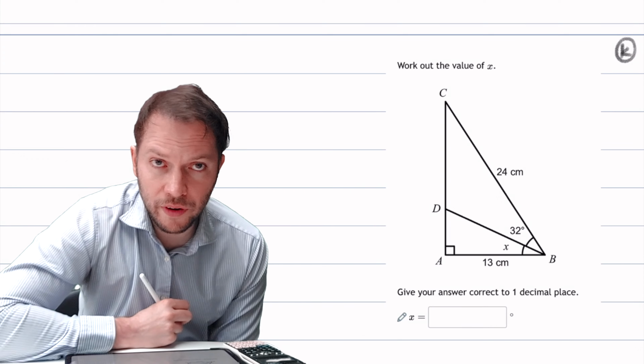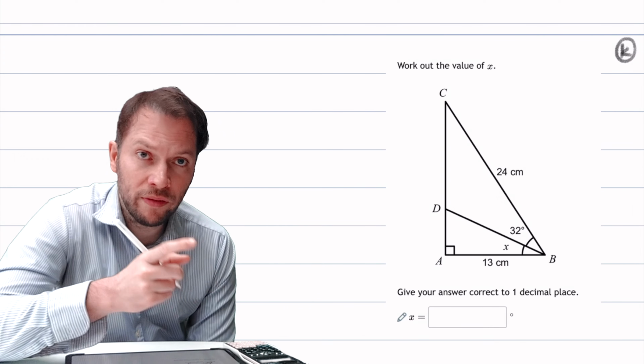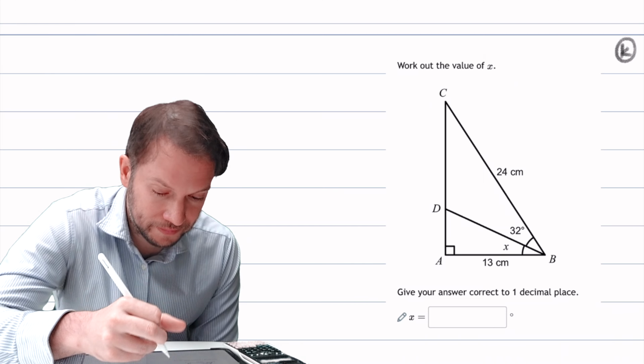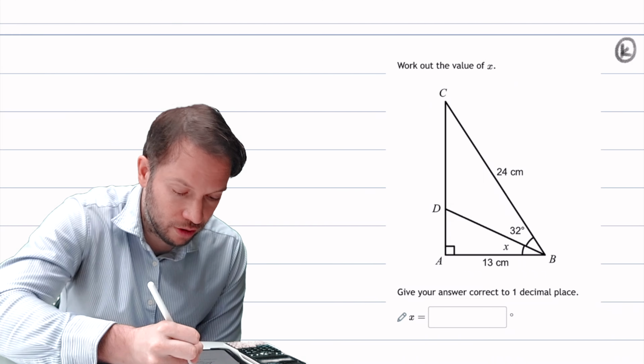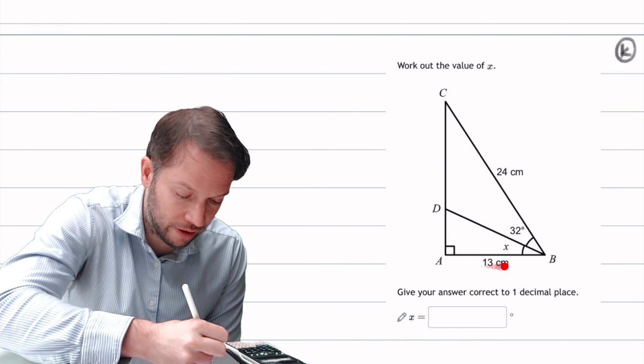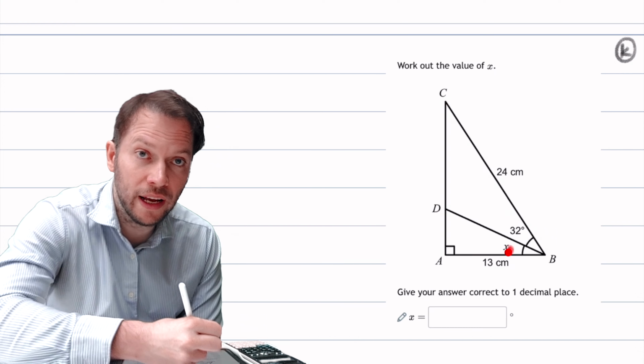Hi, in this video we're going to find an unknown angle in a triangle where you've got one triangle inside another. Now you can see we've got two right angle triangles here. We've got this little one here and we've got this big one here, which is the whole diagram. And we're trying to find this angle X here.